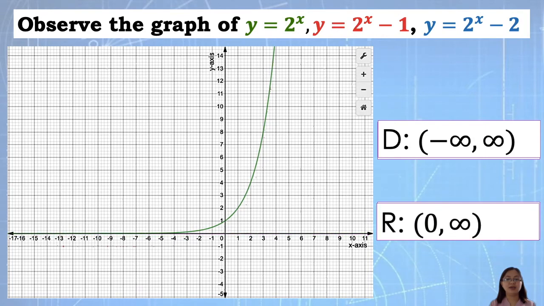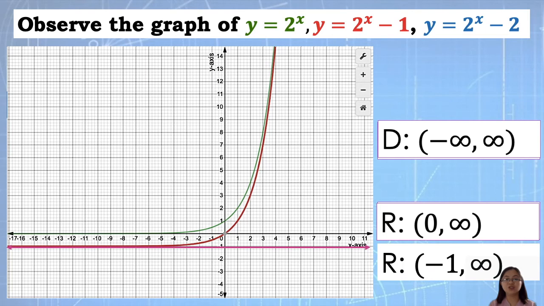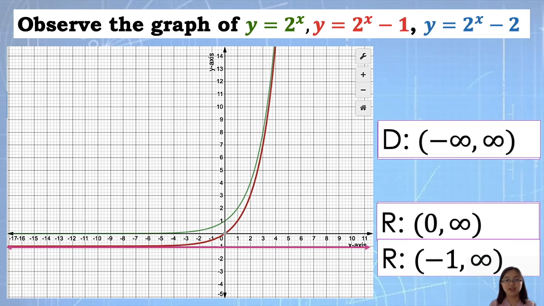We have y = 2^x - 1. What have you observed? It shifted downward, and the horizontal asymptote also changed. But how about the values of x? The extent of going to the left and going to the right. Yes, it's still negative infinity to positive infinity. While for the range, it changed the horizontal asymptote, so we're going to change also our range from negative 1 to positive infinity.